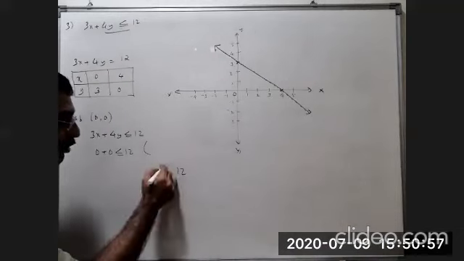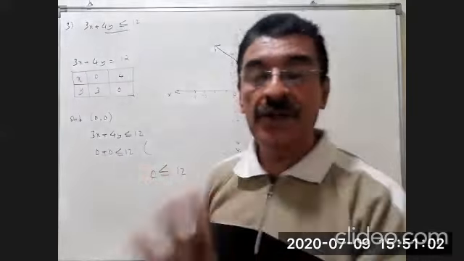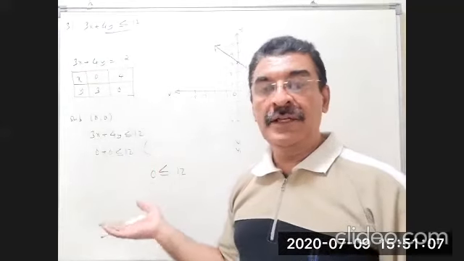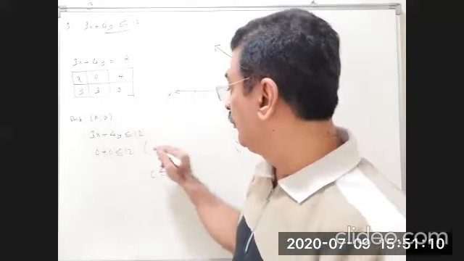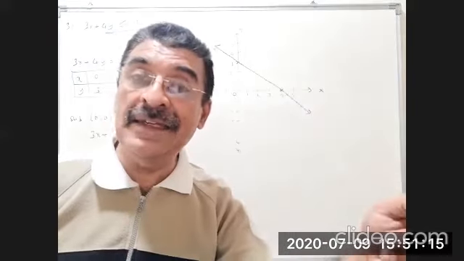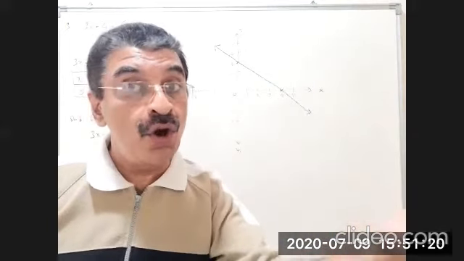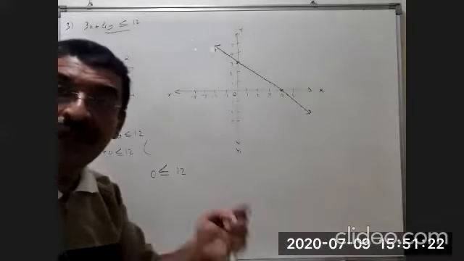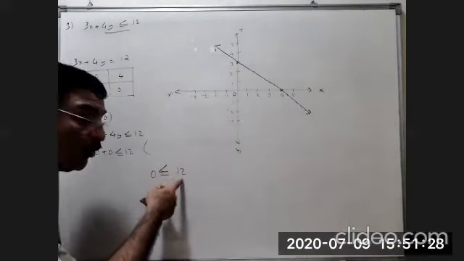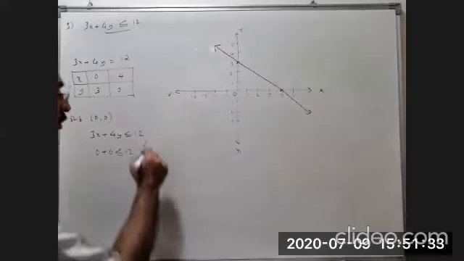Okay, but we wrote less than or equal to. That means two conditions: either it is less or it is equal. Less is true. 0 less than or equal to 12 is correct. It means check whether 0 is 12 or less. Yes, it is less. So it is true.